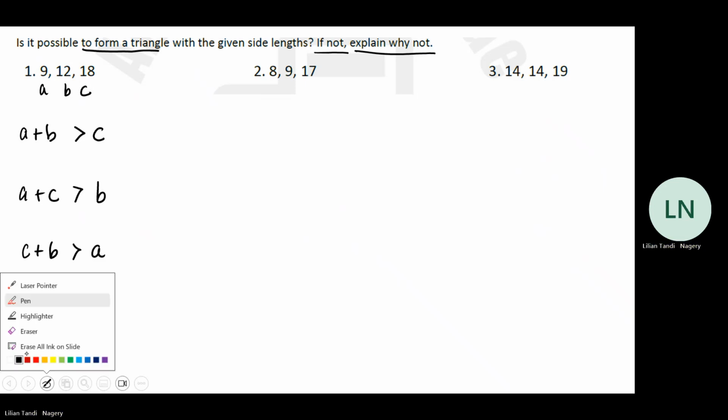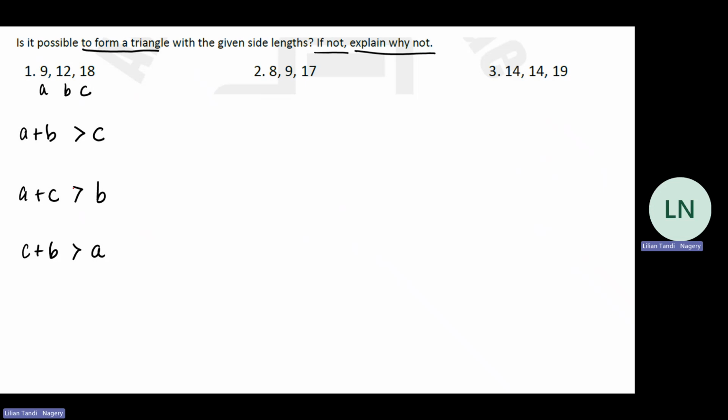So to check if the three numbers make a triangle, we must do three inequalities. Okay? So the first inequality, A plus B, must be greater than C. The next inequality is who? A plus C must be greater than B. And then the next inequality will be C plus B will be greater than A. Then I'll change by color. Okay, so this will be 9 plus 12 should be greater than 18. 9 plus 12 is 21. 21 is greater than 18, so I say yes.